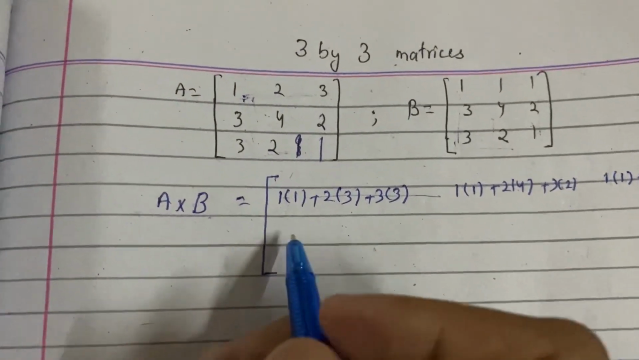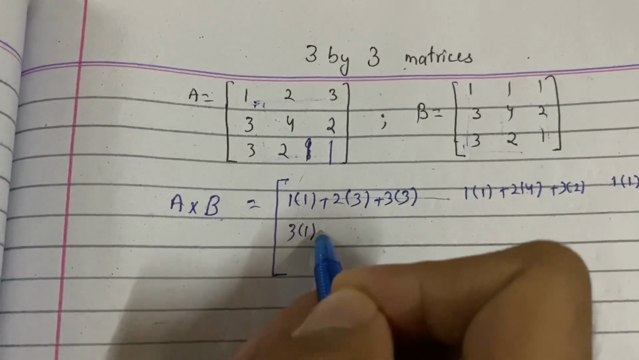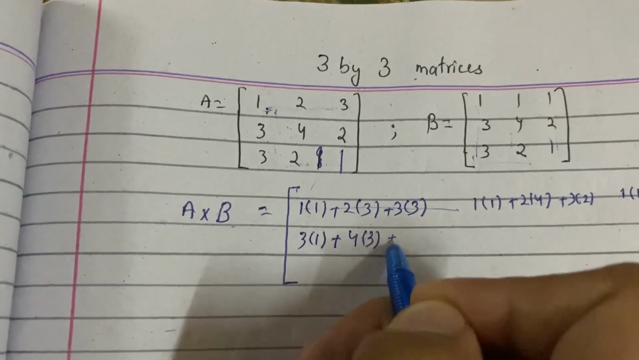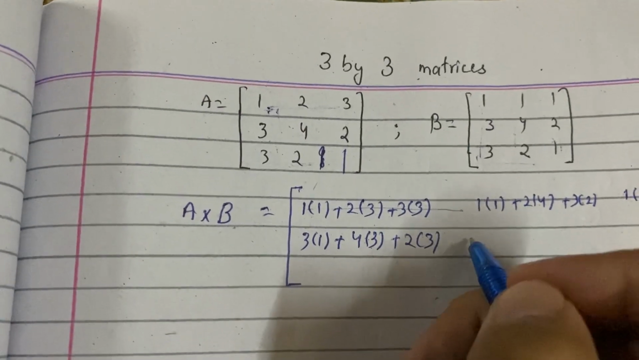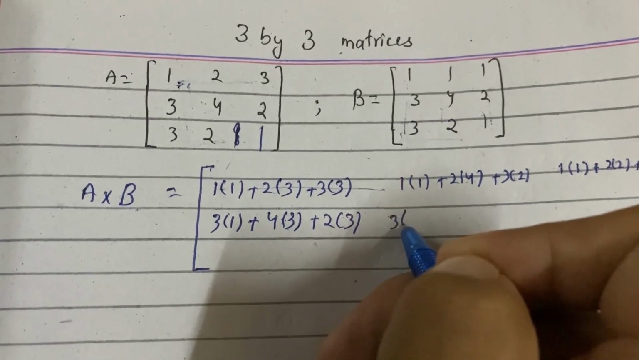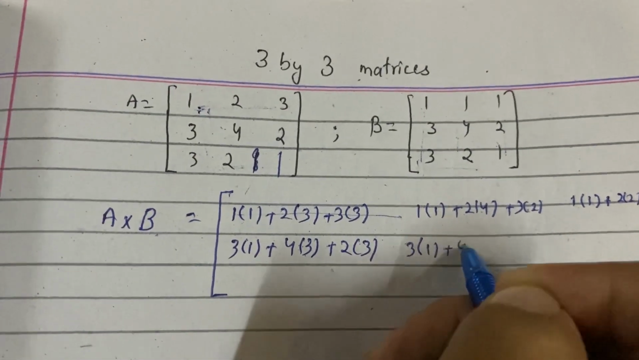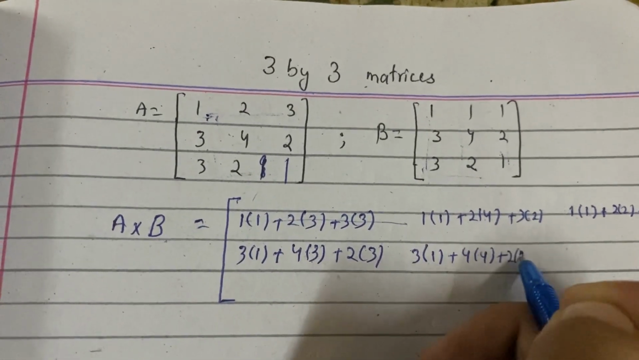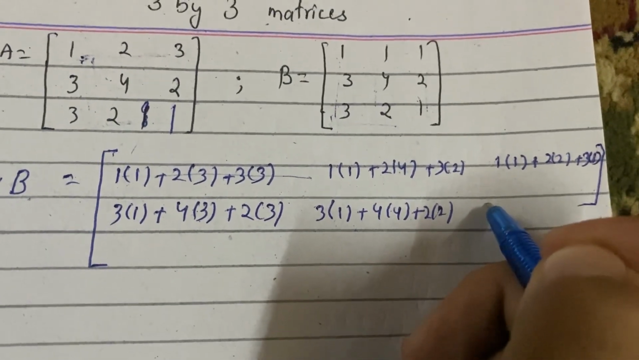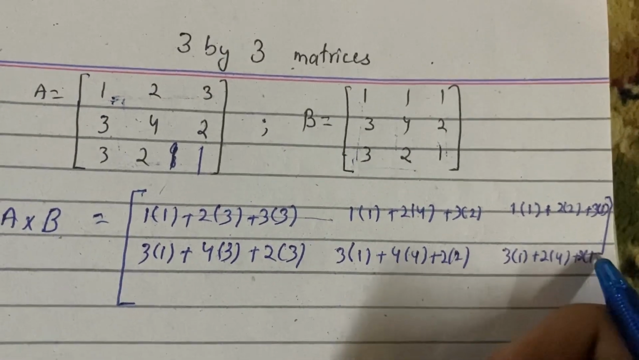So for the second row you have to do the same, which is basically 3 into 1 plus 4 into 3 plus 2 into 3, and then here you have to multiply 3 with 1, and then plus 4 into 4 plus 2 into 2. The same you have to do here. You have to multiply the second row with the third column. Second row: 3 into 1 plus 2 into 4 plus 2 into 1.